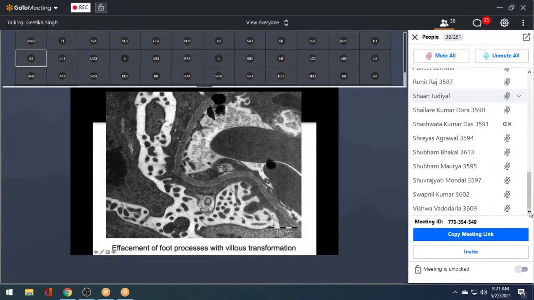You also see microvillus transformation. So ultimately, it is only the electron microscopy which tells you that these glomeruli are absolutely unhealthy because they're showing podocyte effacement. That's the way we would diagnose a minimal change disease.